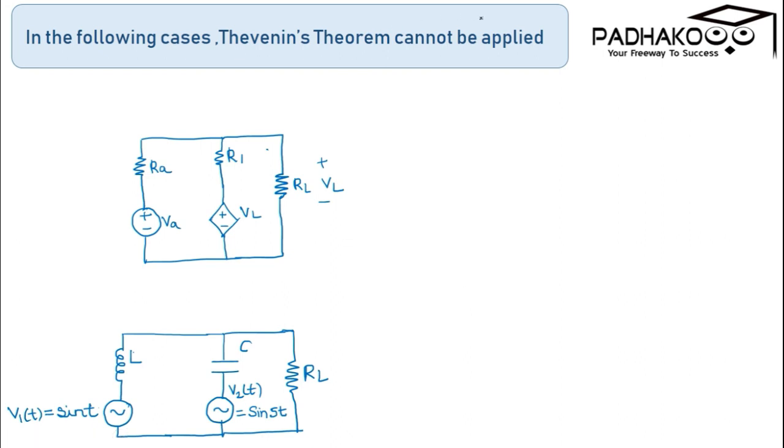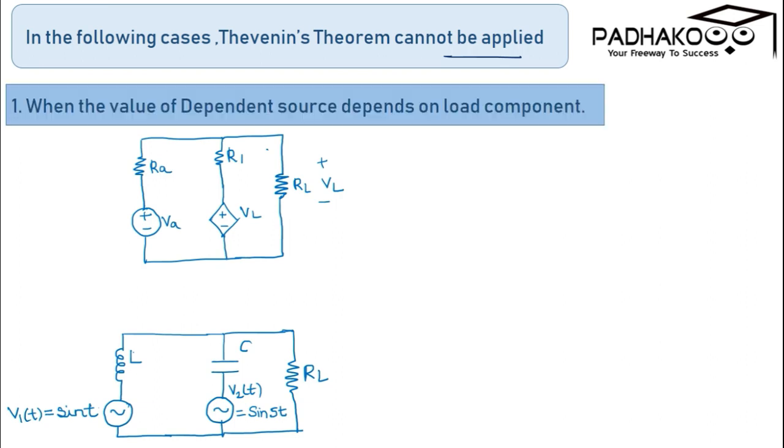Now, in the following cases, Thevenin theorem cannot be applied. What are these cases? As in the first case, when the value of the dependent source depends on the load component, that is VL depending on the load component, then we cannot apply Thevenin theorem. Thevenin theorem is not applicable.